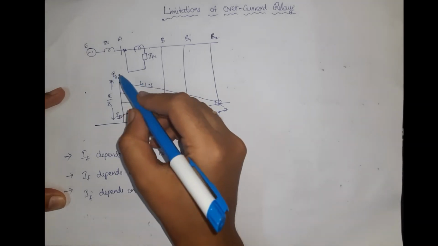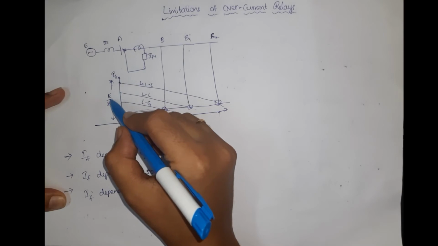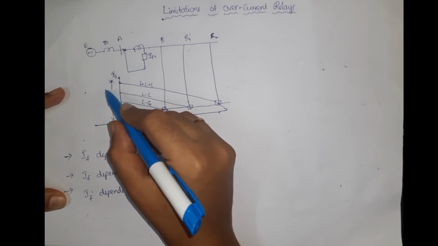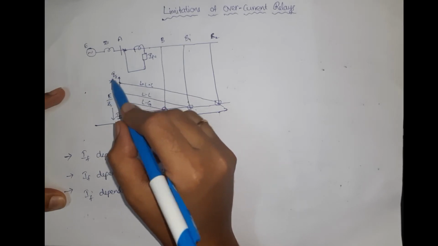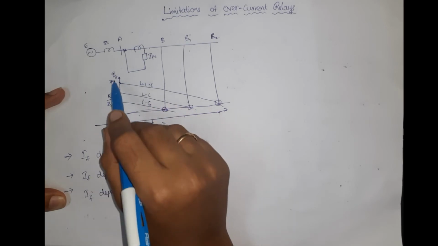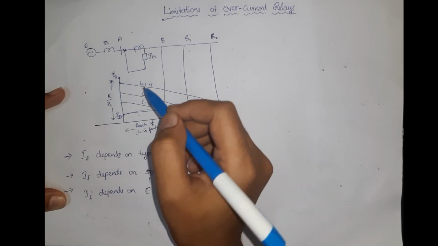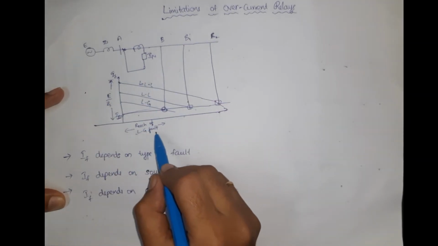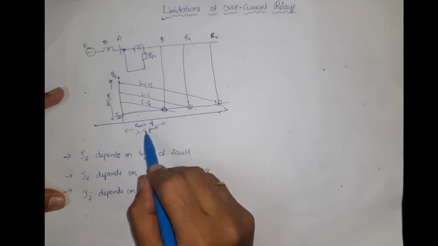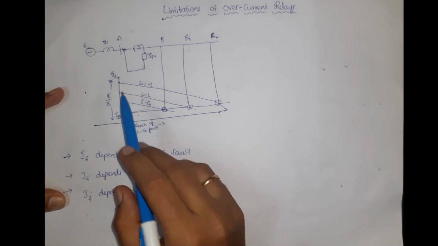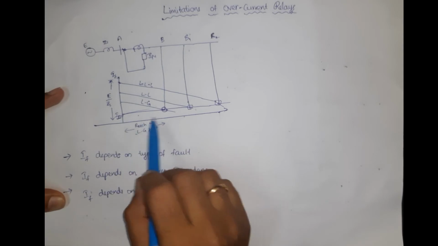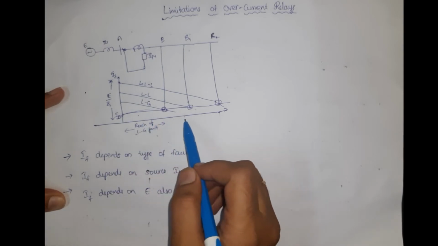Also you can observe the fault current depends upon the generated EMF. If the generated EMF is variable, the fault current is changing, and again it affects the reach of the relay. That means depending upon the fault current, the operation of the relay depends.